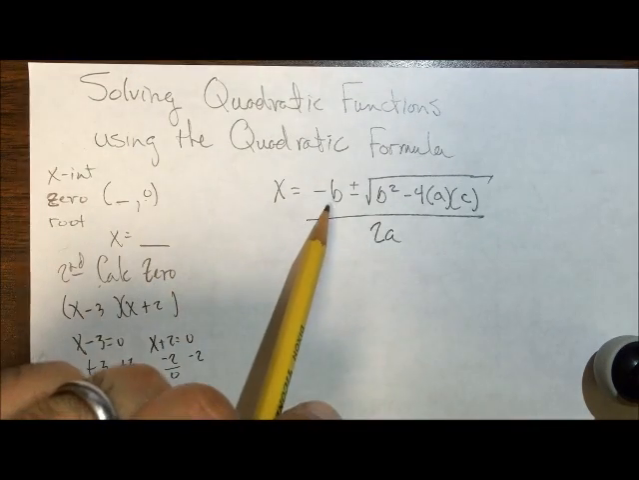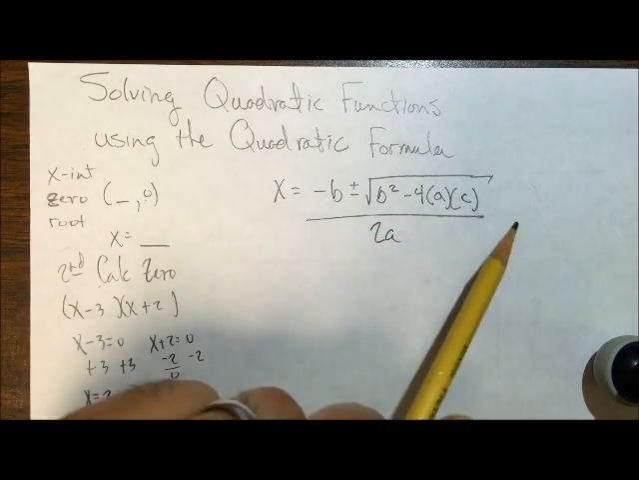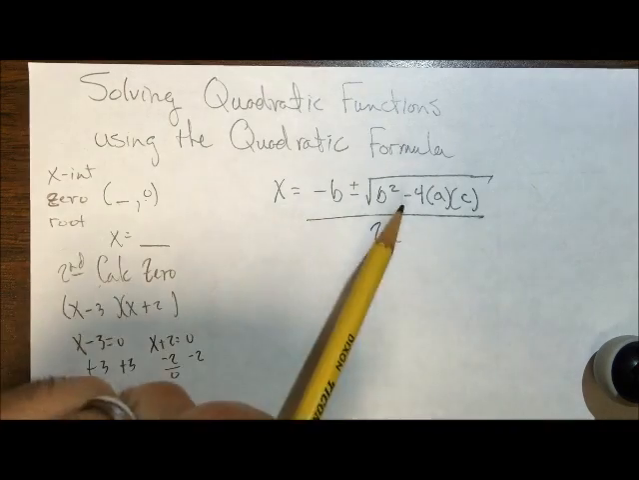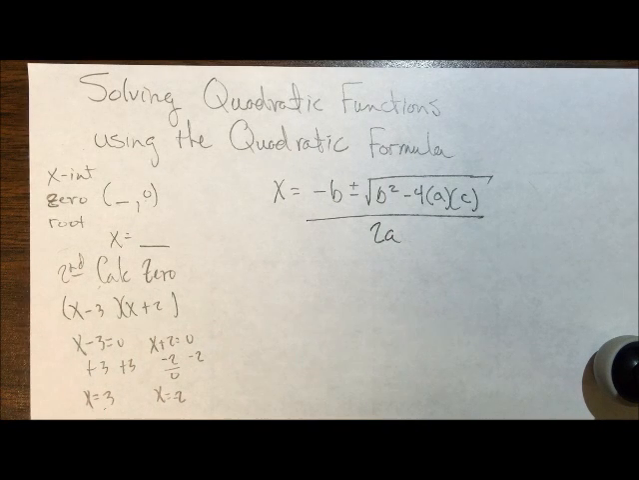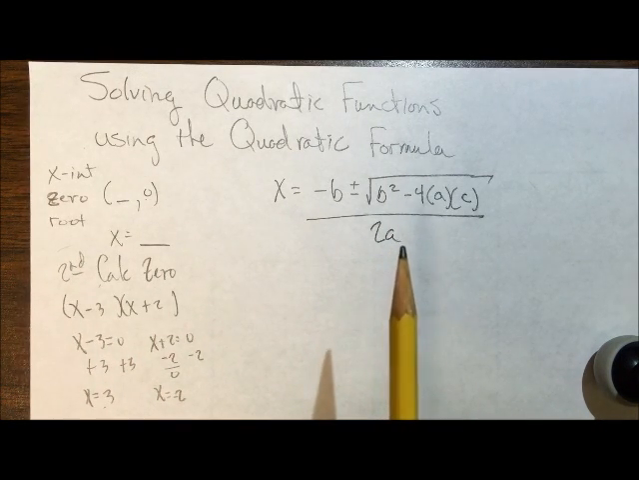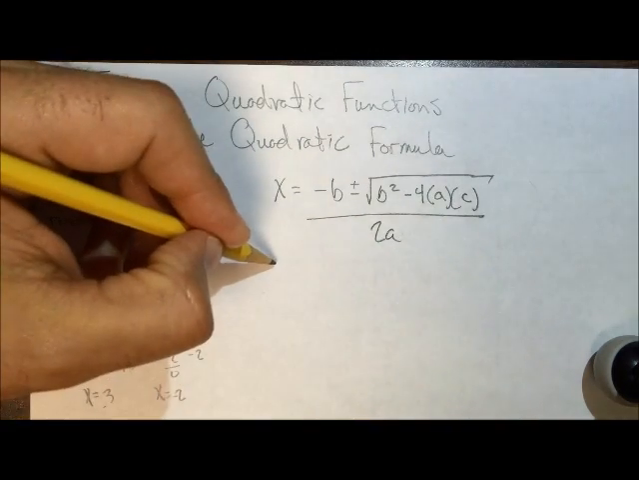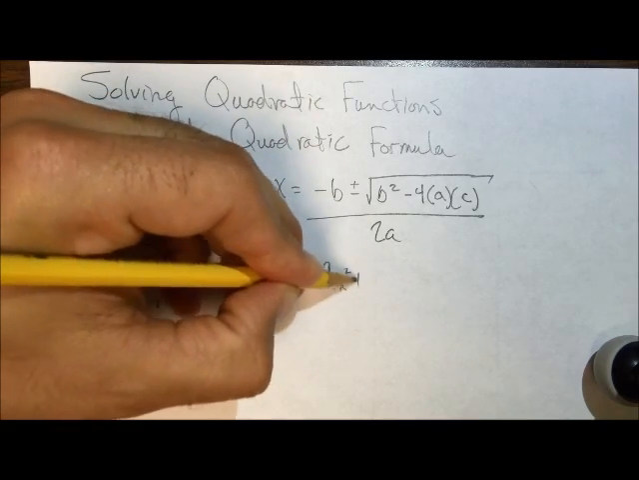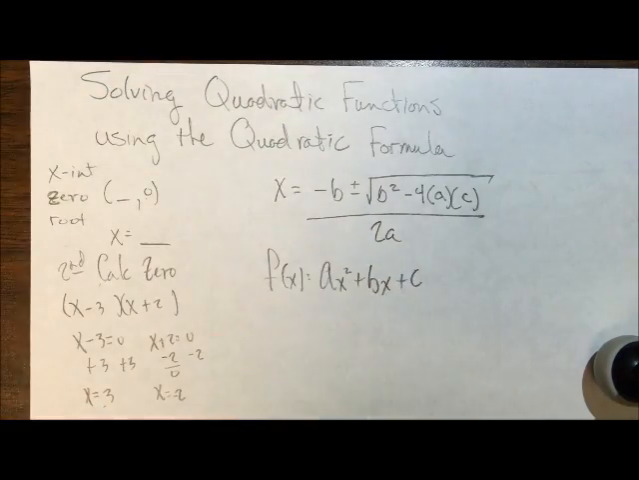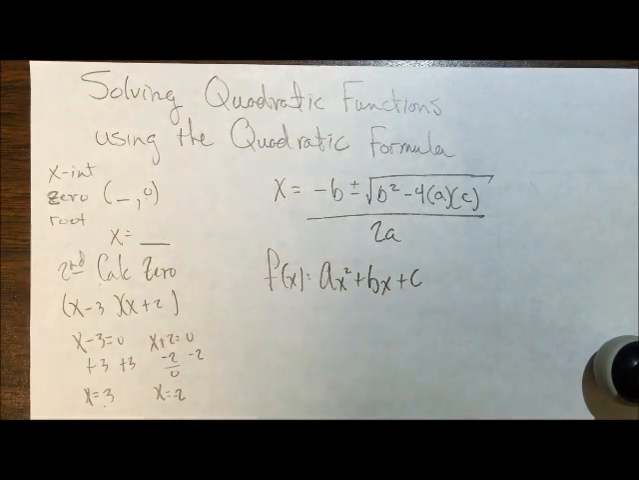So if you take a look at what we've got here, we've got negative b plus or minus the square root of b squared minus 4 times a times c, all over 2 times a. Well, if you look at all these variables that we have, these coefficients, what form of the equation do we need in order to use the quadratic formula? A and B and C. What form is that? That's standard form. f of x equals ax squared plus bx plus c.